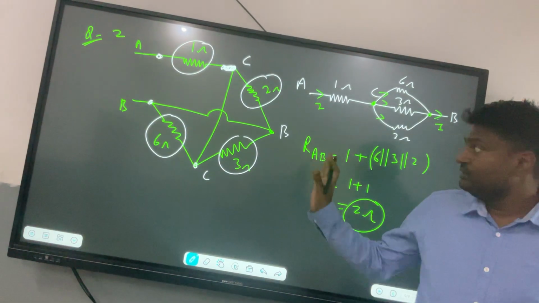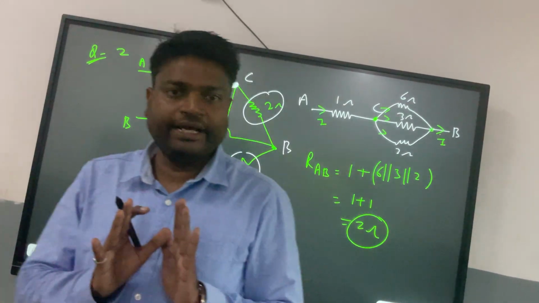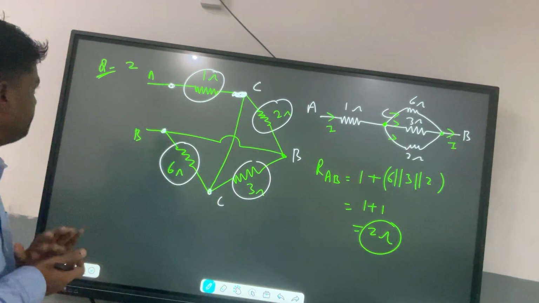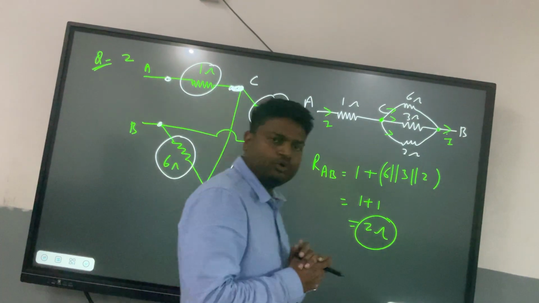I hope this is the question for 3 nodes, right? 2 target terminal nodes, 1 extra node is there. So I hope this can be easily understandable.